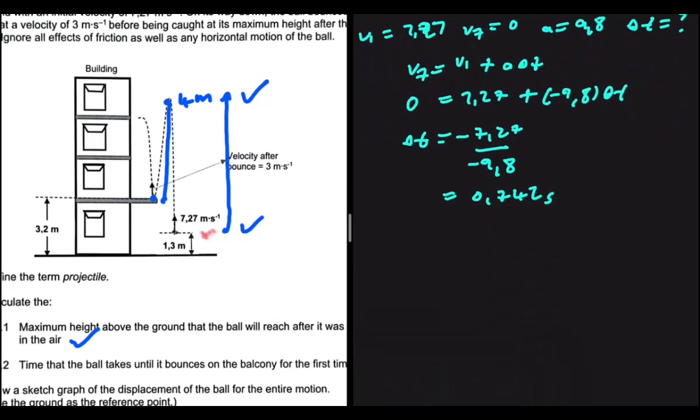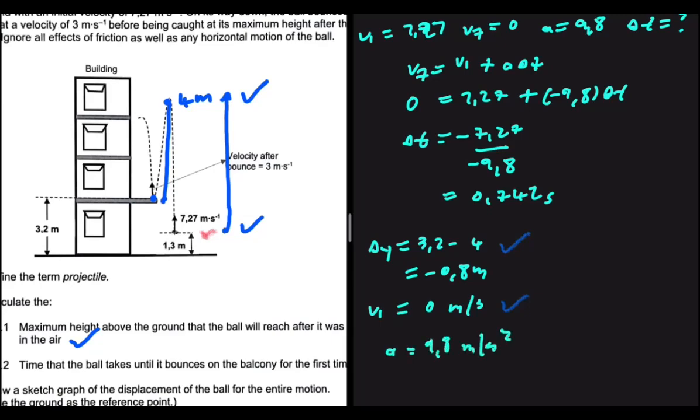Well, from the maximum height until the balcony, we have a displacement which is equal to height final 3.2 minus the initial, which is 4. This is equal to minus 0.8 meters. This is our displacement from maximum height until the balcony. What else do we have? We have Vi. We know that Vi is 0 meters per second. What else do we have? We have the acceleration, obviously, that is 9.8 meters per second squared. And what we're looking for is the time.